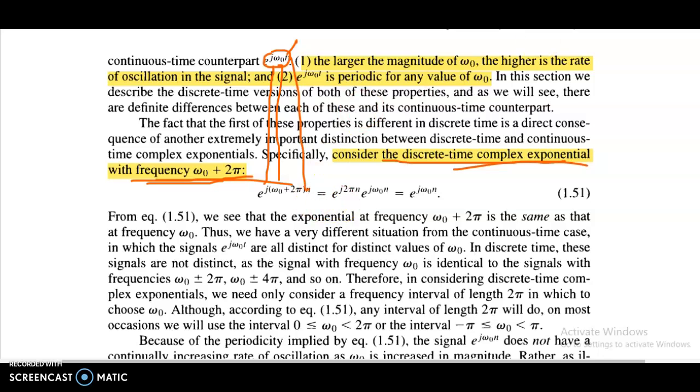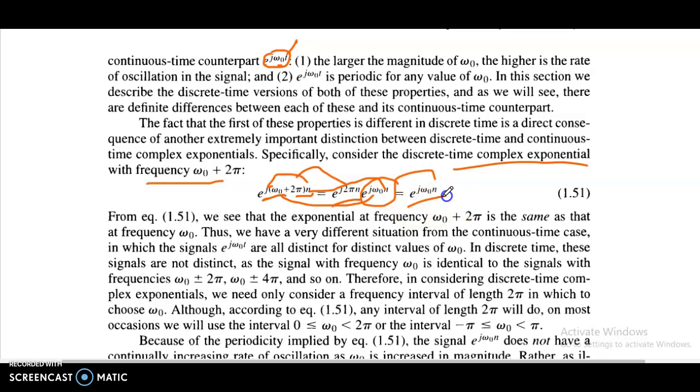Now simplify this. We will get e power j 2 pi n first, then e power j omega naught n. Here we will take only e power j omega naught n, and we will not consider e power j 2 pi n.